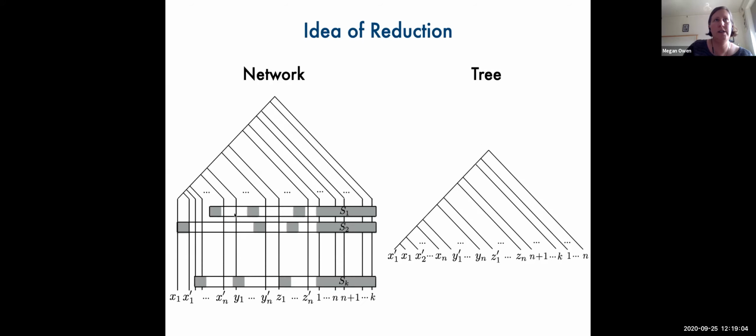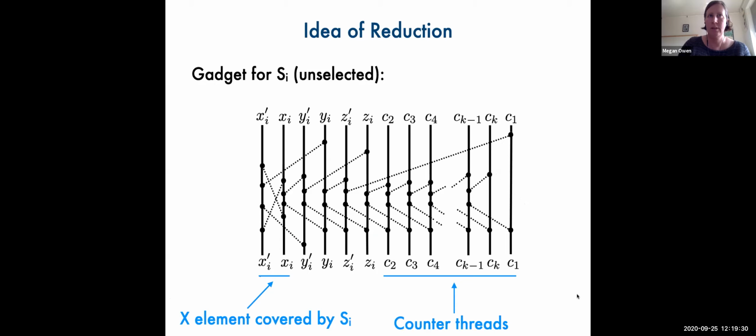The idea is that each of the gadgets corresponds to an SI, and if it's activated, it will flip exactly one of the X pairs, exactly one of the Y pairs, exactly one of the Z pairs to show that it's covering those elements. And then it will change the counter threads to count up, to essentially move them along by 1. And so with the gadgets, we were able to kind of do it. So if it hasn't been selected, you can see the base tree can just flow through it, and it doesn't change the ordering of the elements in it.